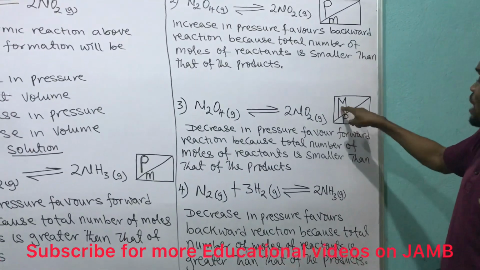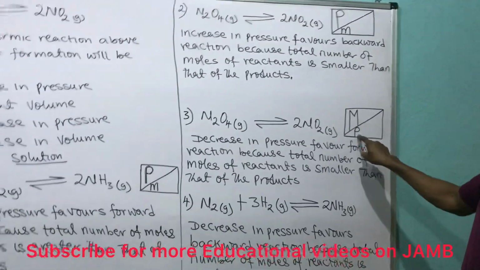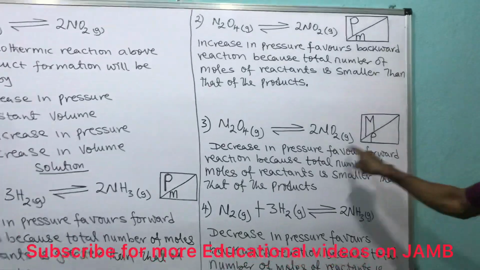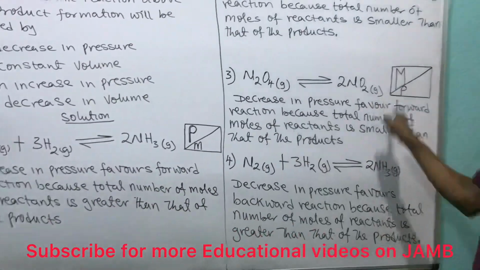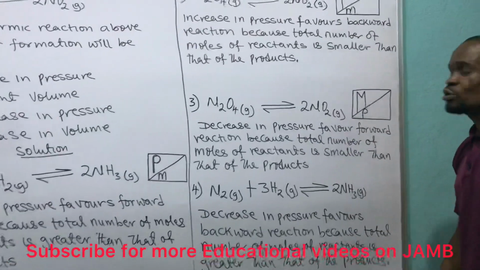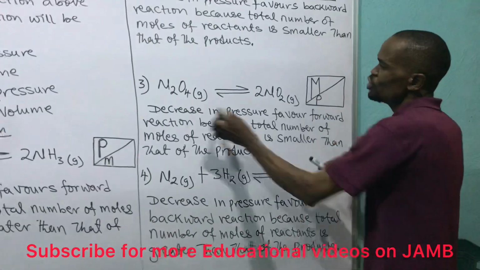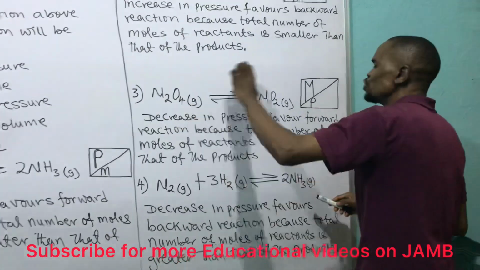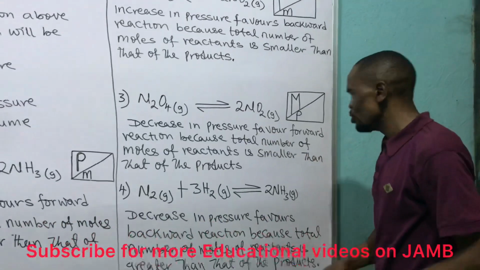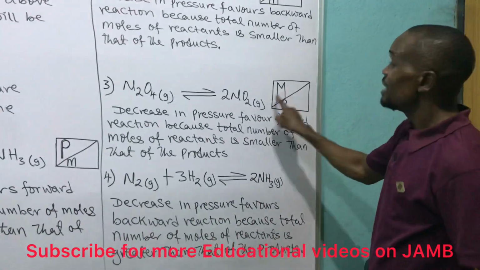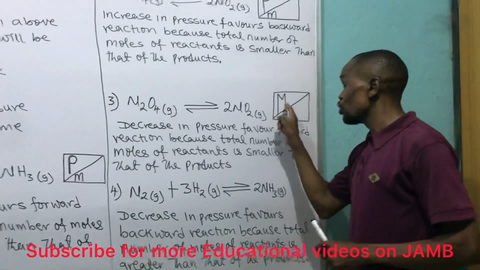Looking at this, when the mole is higher, what will happen? Pressure will be small. Look, when the mole is higher, if I lower the pressure, it will favor the bigger mole. That's what it means. When the mole is higher, pressure will be small. So if I lower the pressure here, it will favor the forward reaction, which is the bigger mole, because if the mole is higher here and I lower the pressure, it will favor the higher mole.